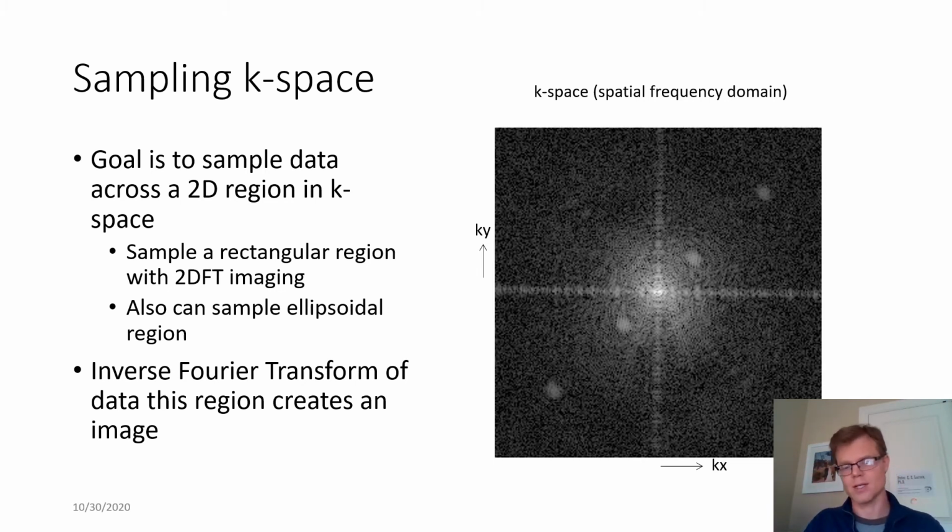I can display this as a rectangular image because it was acquired with this 2D-FT imaging, though we can also make ellipsoidal shapes as well. And then it turns out to reconstruct our image, as long as we know where we are getting data in K-space, we can do an inverse Fourier transform and convert this data into our image once we've sampled a large enough region in K-space.